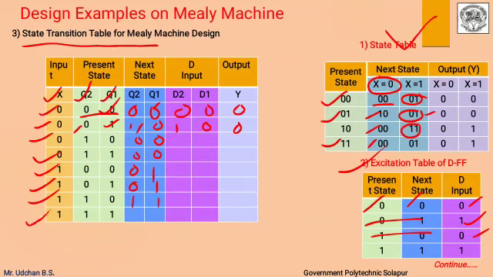After that, when X is 1, present state is 1 1. For that, next state is 0 1. So I will write 0 1 over here. Similarly, by observing values of Q2 and Q2 plus, I will write the value of D2. By observing values of Q1 and Q1 plus, I will write values of D1.